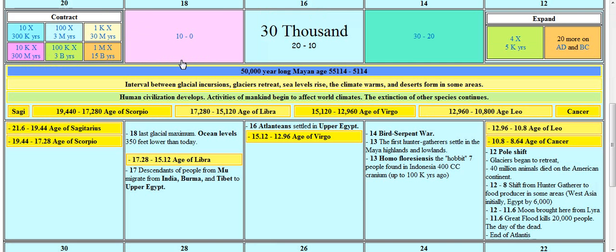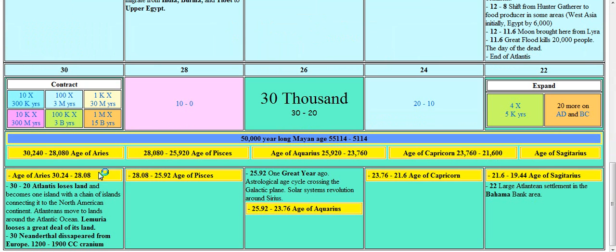So we can go to the very end, 30,000 years ago, over here. The age of Sagittarius is back here. Age of Capricorn, age of Aquarius, age of Pisces. You can see it revolving down here, as you can imagine the revolution of our solar system moving, facing all the different 12 zodiacs.